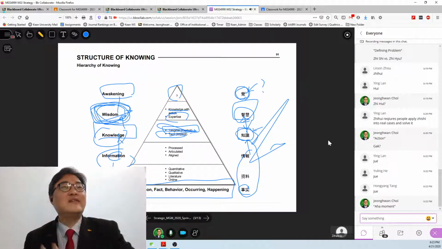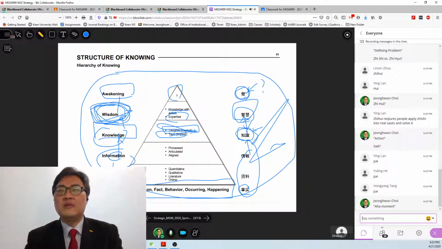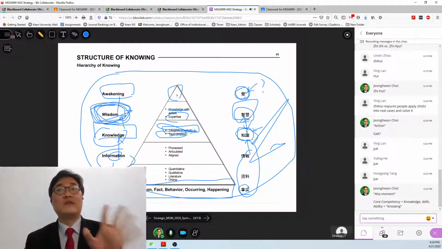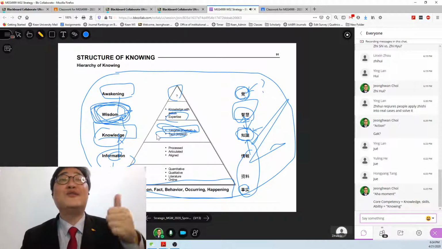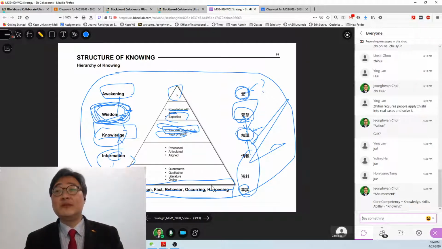Okay. So, this is a structure of the knowing. When we want to cultivate the core competencies, we must be able to cultivate new knowledge, skills, ability. That means we must be able to cultivate knowing. We must know something. We must be good at data collection, data mining, data creation, transforming the fact, behavior, occurrence, happening, and phenomena. And we must be good at archiving, collecting, transforming our data. We must be a good data maker.